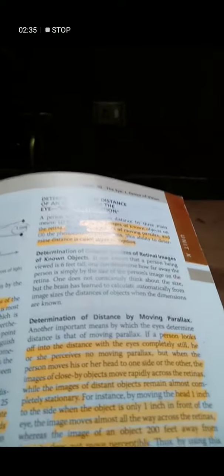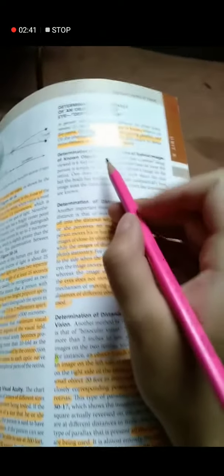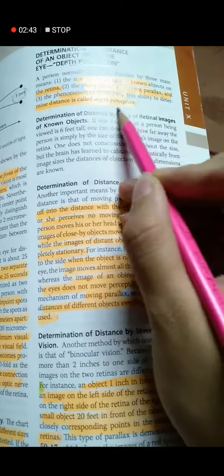Okay? Then how do we know the distance, how far your object is? That is done by depth perception, which is that method of the eye or the optics or the lens to tell us how far an object is or how close an object is. And it depends upon these three different factors. Number one is the determination by the sizes.